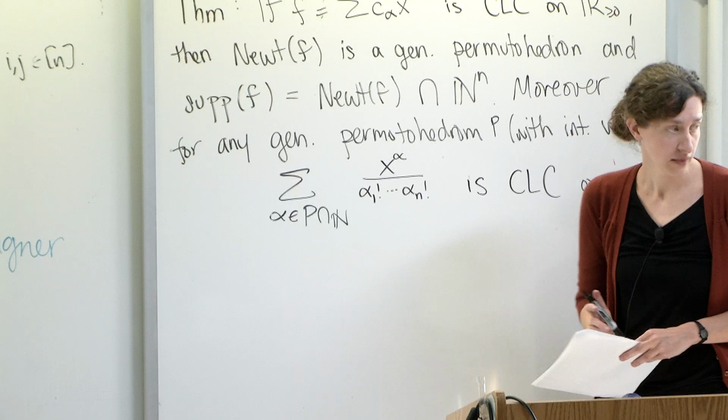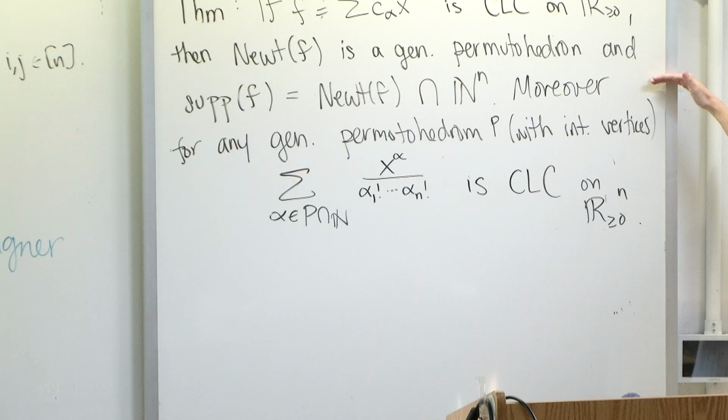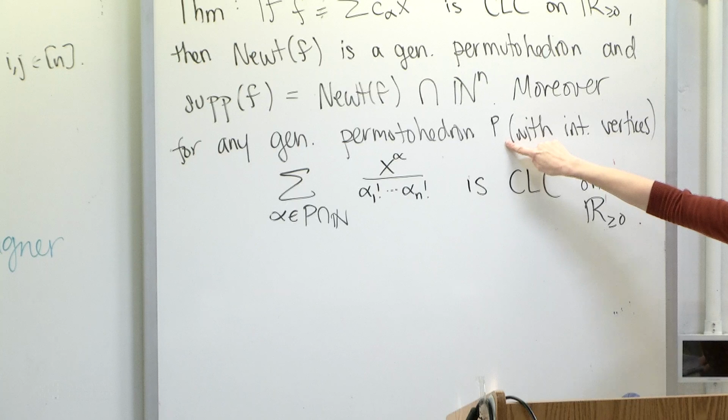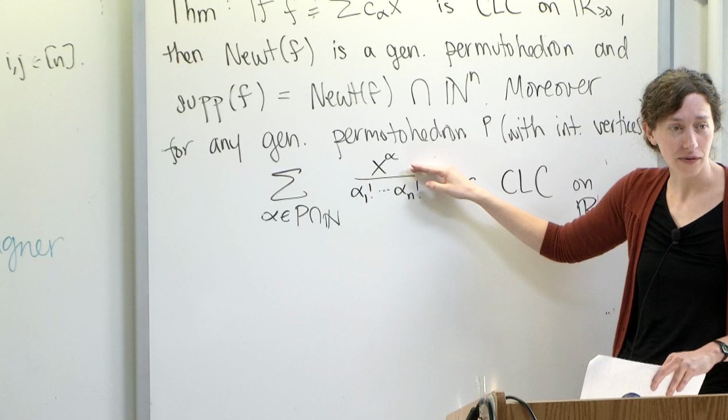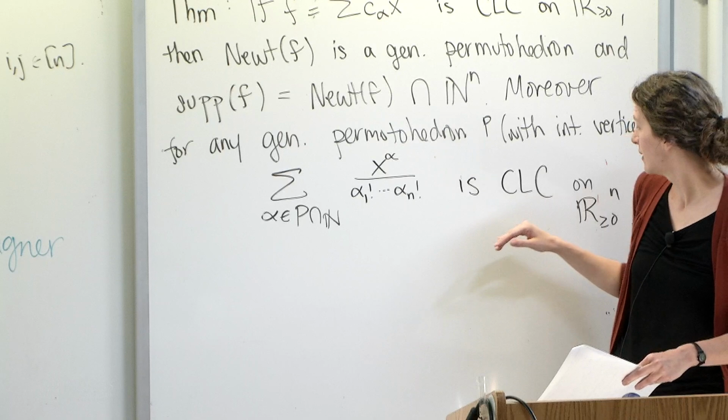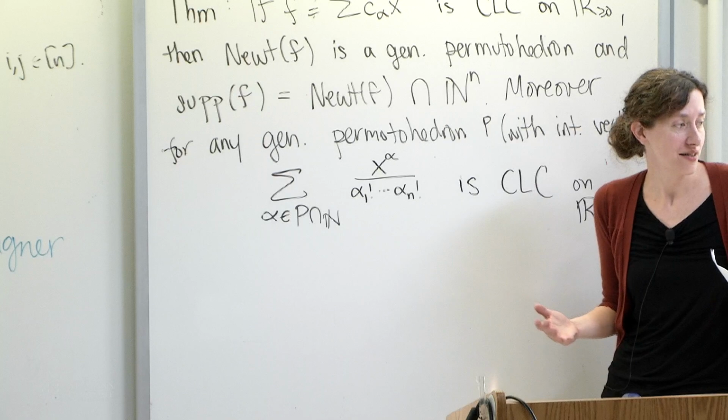In particular, if I take any matroid, it gives me a perfectly good generalized permutahedron. And for a 0-1 vector, I really get the generating polynomial of a matroid. So for example, the generating polynomial of the Fano matroid is completely log-concave on the non-negative orthant, but it is not real stable.